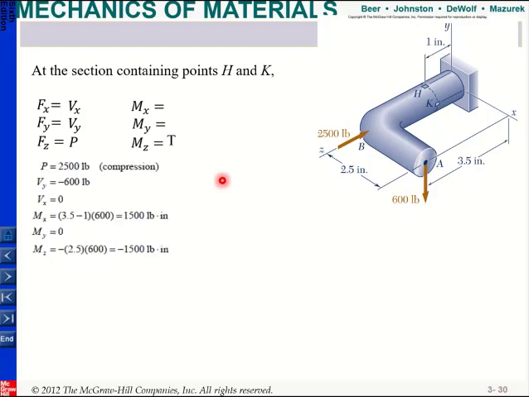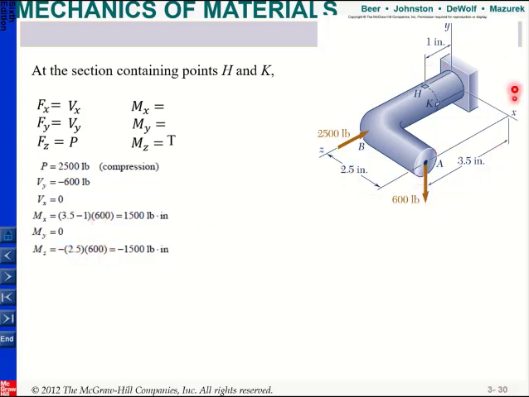So if I find it, I just move this force, and P will be equal to 25,000 pounds. Since this is along the minus direction, my Vy will be equal to minus 600 pounds. And my moment along the x direction will be equal to my distance from here to the centroid, which is 3.5 minus 1, 2.5, times 600, and same thing for Mz.